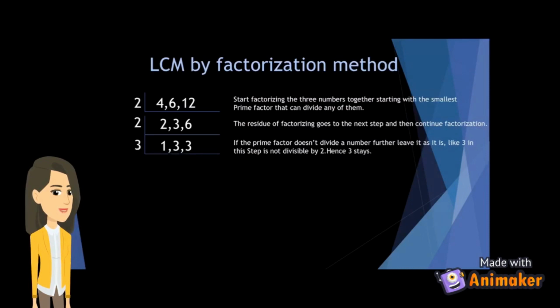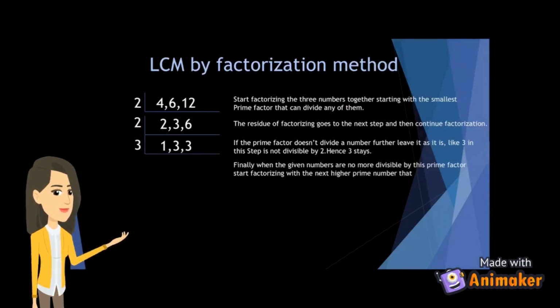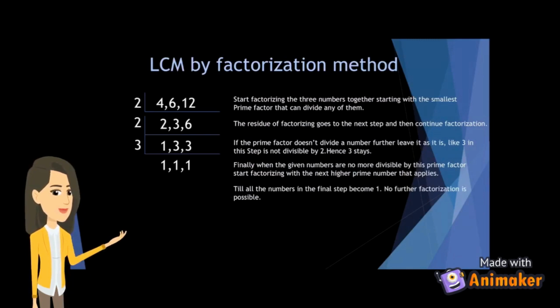Now the next step is, when the given numbers are no more divisible by this prime factor, which is 2, we start factorizing with the next higher prime number that applies. In this case, the next higher prime factor is 3. And this is the result, till all the numbers in the final step become 1. Now no more further factorization would be possible, right?